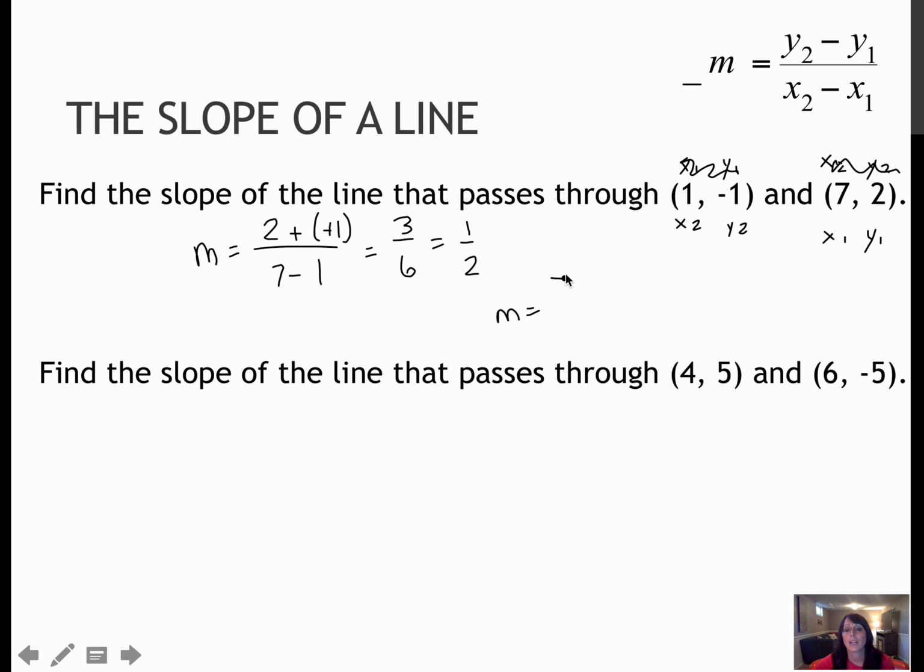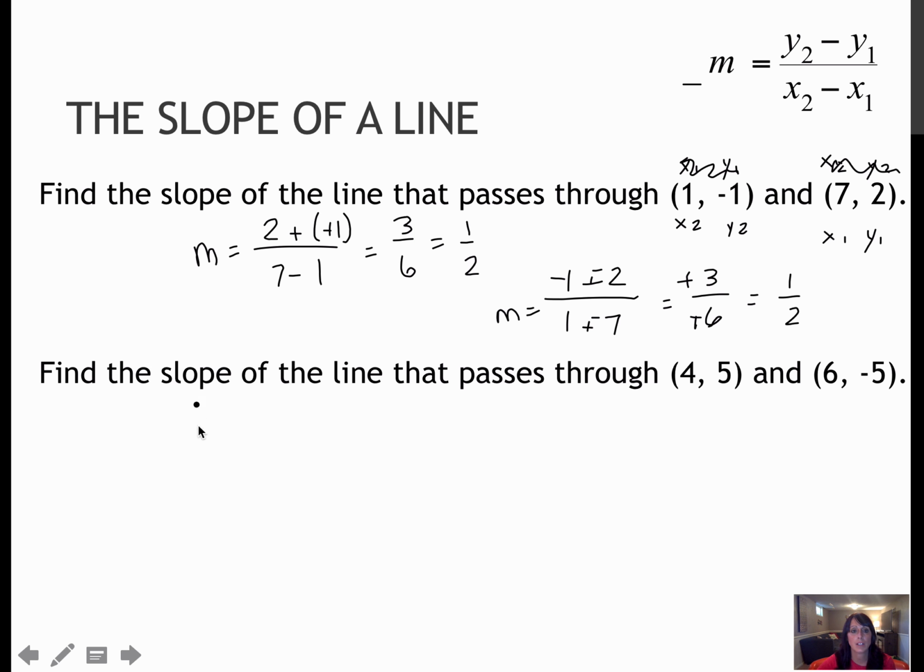y2 would be -1 minus y1, which is 2. x2 would be 1 minus x1 of 7. That would give me negative 1 plus negative 2, or negative 3. And then 1 minus 7, which is negative 6. Negative 3 over negative 6 is a negative divided by a negative, or a positive. 3/6 reduces to 1/2. So you can see it doesn't matter the order that you go in, as long as whichever value you start with on the top, you start with the corresponding value on the bottom.